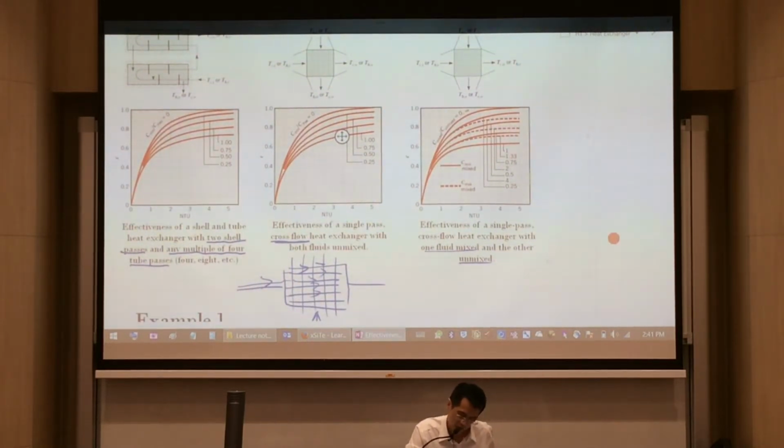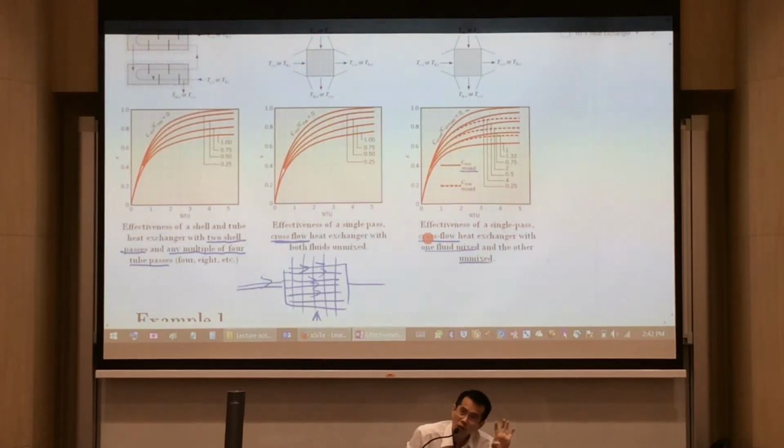Particularly when you get to the cross flow, that has one fluid mixed and one fluid unmixed, there's another further division in between that. This division says that, okay, the one that is mixed, is it the C min or is it the C max? So there's a further distinction.